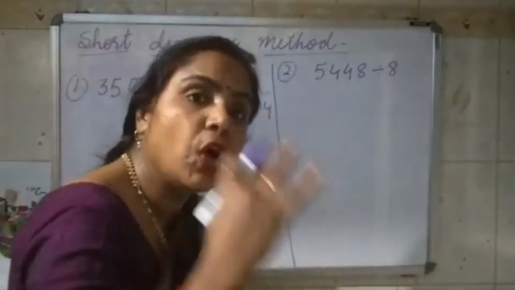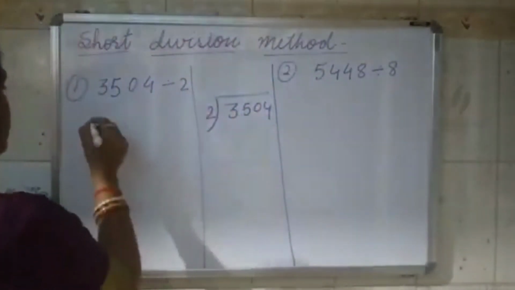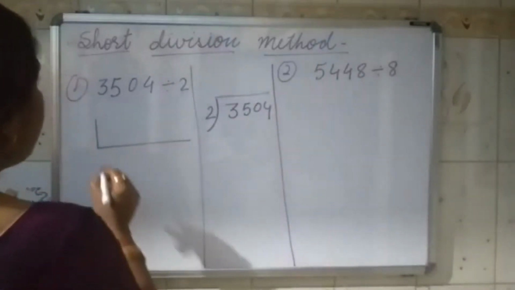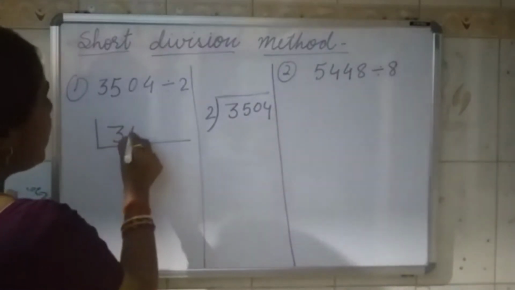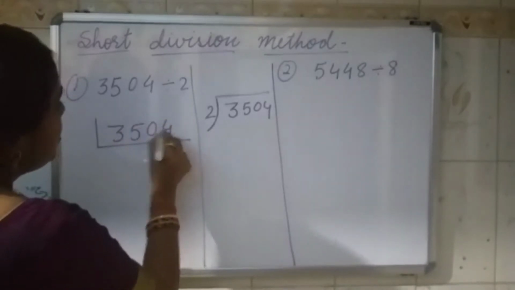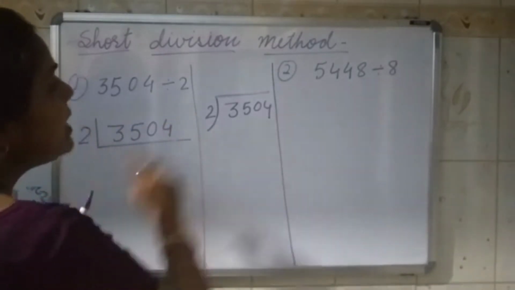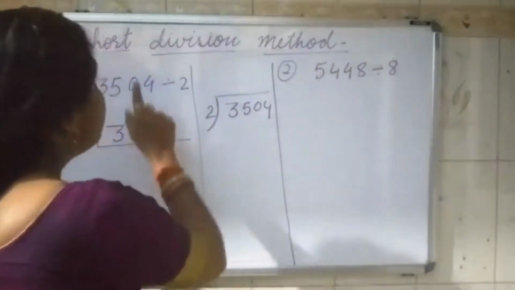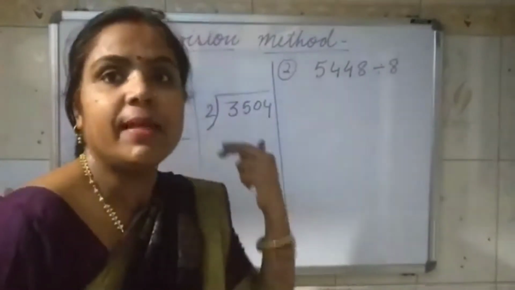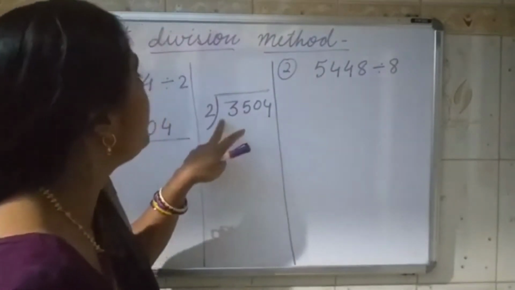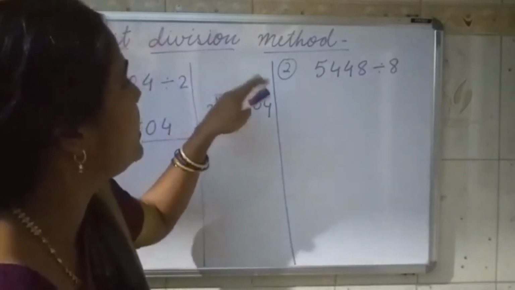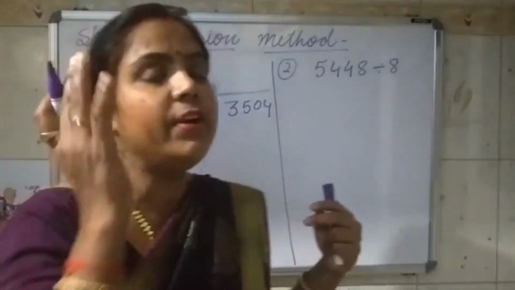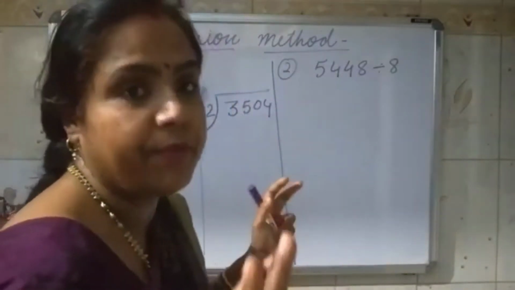In the case of the short division method, it is just the opposite of that. We just make a column like this, and then we will write the number 3504 and divide it from here. So here we write the quotient above, but in this case we will write the quotient down. This method is called the short division method. Why am I telling you? Because in this case we just have to write down the quotient, and then subtract, and all the process we will do in the mind. We will not show any subtraction process.